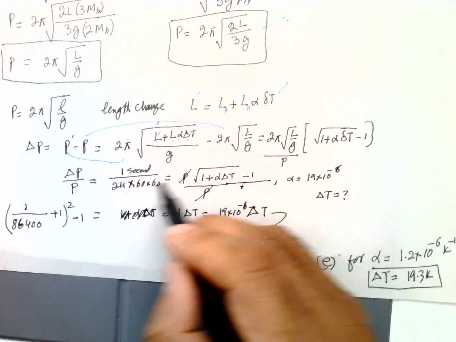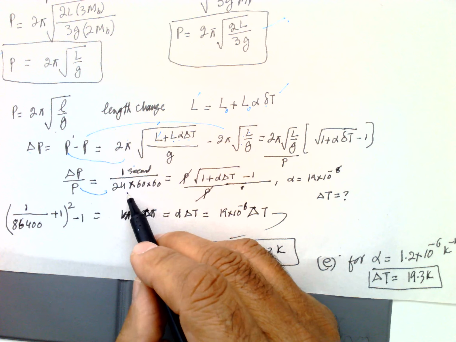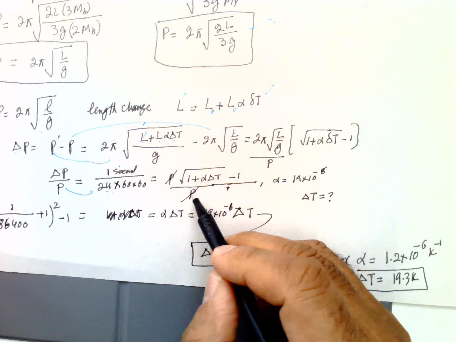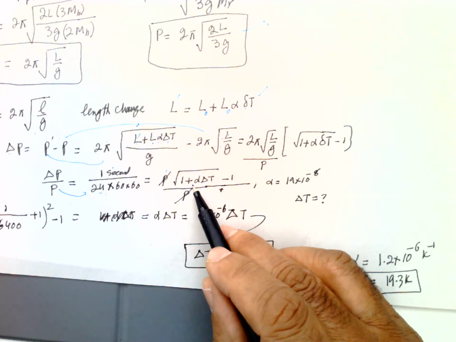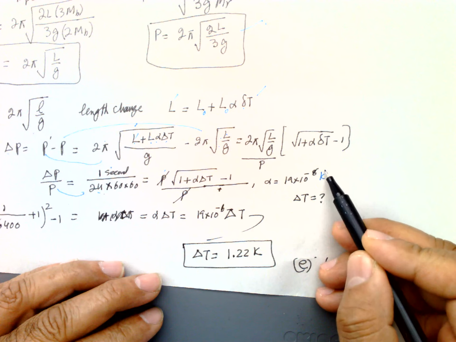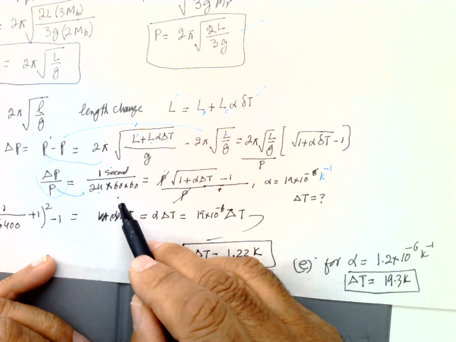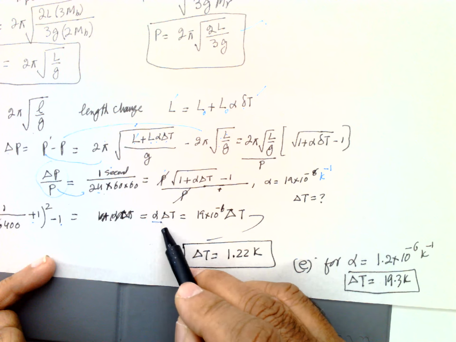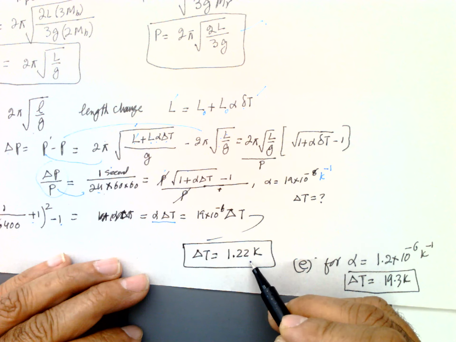So this is equal to the change in T over T. T is 1 second over 24 hours. So T is also cancelled, and this will only depend upon alpha. If alpha is 19 times 10 to the power minus 6 per Kelvin, and you substitute this value, because of the square minus 1, this will give me alpha delta T. We have to find delta T, which is 1.22 Kelvin.